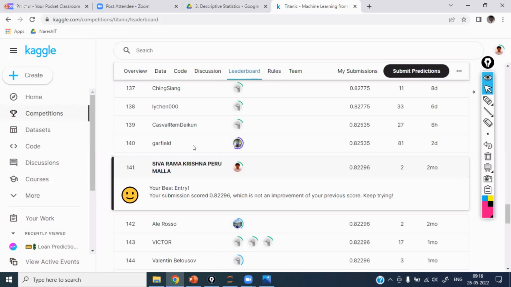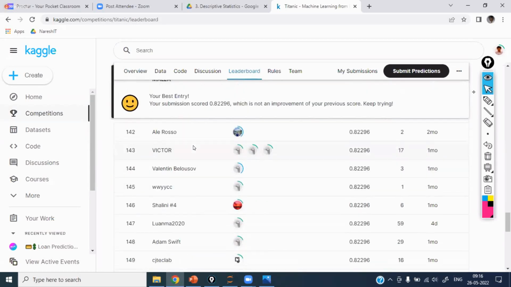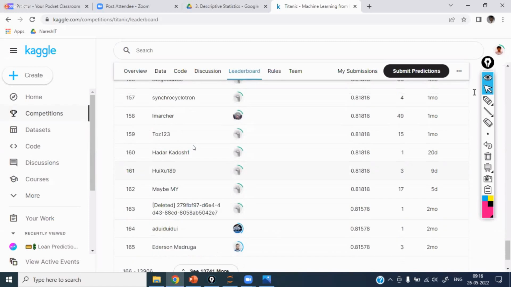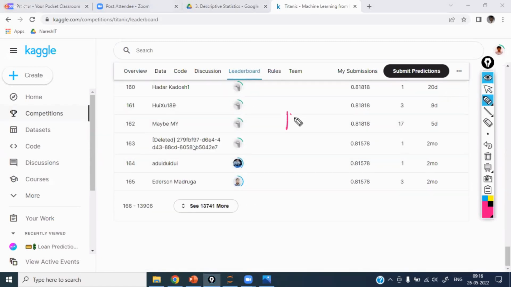Okay, I am not a fresher now. For me, the Kaggle rank is not important because I am not making a career transition towards data science. I am already a senior data scientist. I have just casually attempted this. And here, out of 13,906 people, I have got 141.